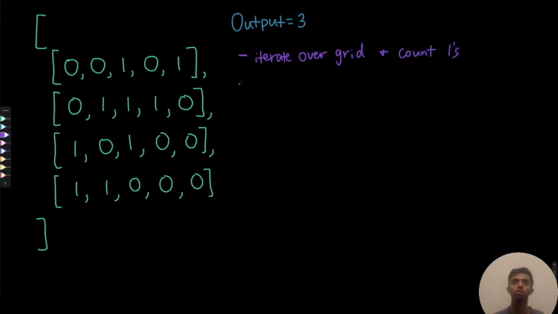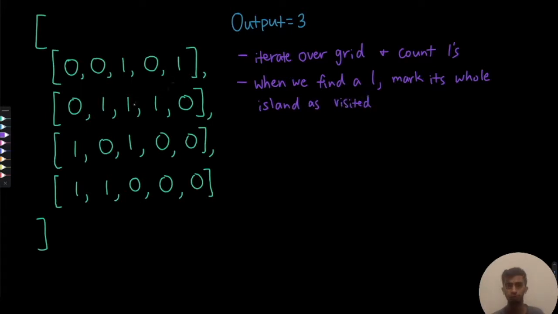What we want to do, though, is when we find a 1, mark its whole island as visited. That way, we will skip it in the future.